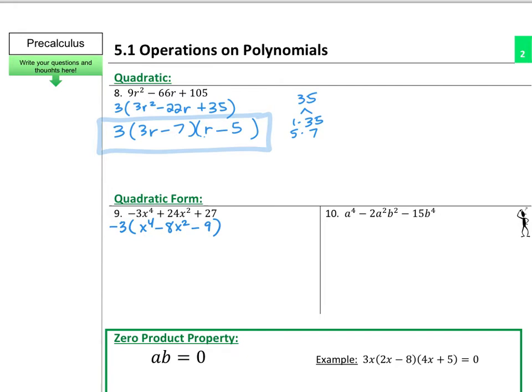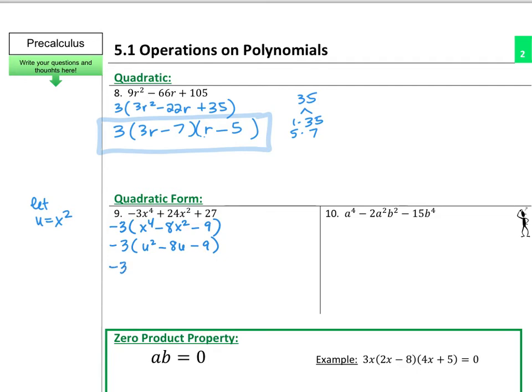A lot of people have trouble seeing it with x squared and x to the 4th. What you can do, and I'm going to write this on the side, is let u be x squared, okay? So that whatever is with that middle part is what you're letting u be. So if we do that, we can rewrite this as u squared minus 8u minus 9. So now it's a little bit easier to see. You just got to remember to put your x squared back in after.